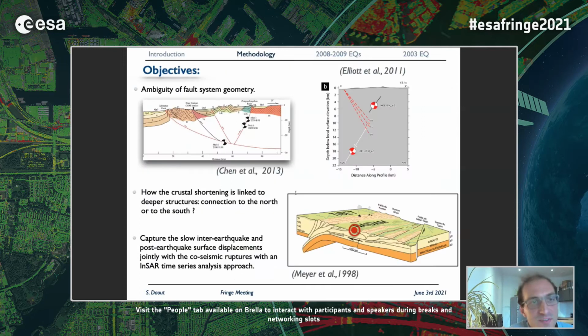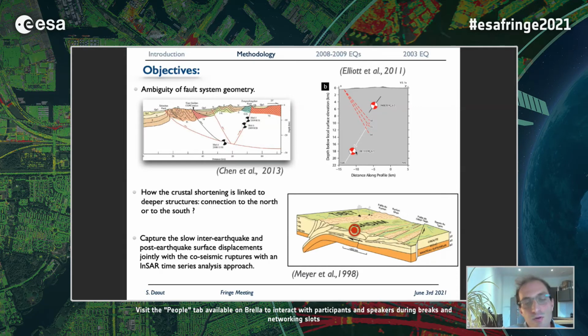So the objectives of this work were multiple. Trying first to get insight into the fault geometry at depth, and more particularly for the 2008 deep earthquake, which has an ambiguity of fault geometry, with a solution dipping to the north along a shallow angle plane, or a solution dipping to the south along a high angle plane. And then try to link this crustal shortening with what's happening at depth, which has a consequence for the evolution of the Tibetan Plateau and its dynamics.